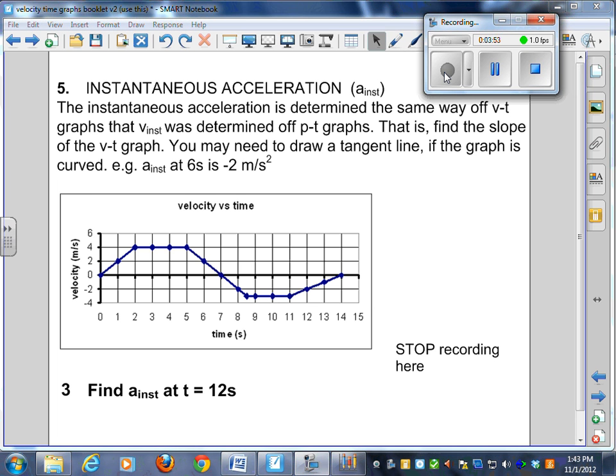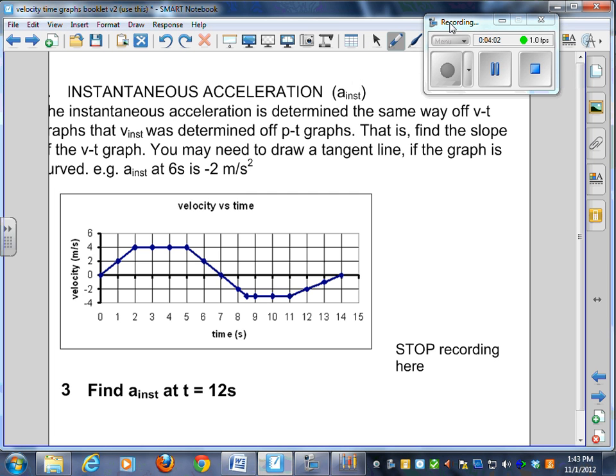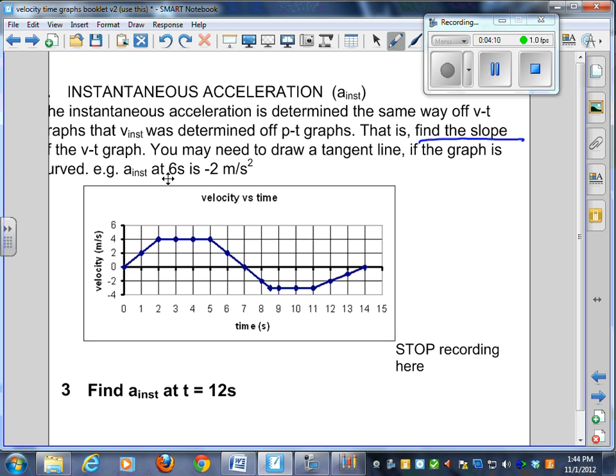Instantaneous acceleration is the same way that we did instantaneous velocity off position time graphs. In other words, we find the slope. You may need to draw a tangent line if the graph is curved. So in other words, the same one we've been dealing with the entire book. I'm asking you for the instantaneous acceleration at 6 seconds, right there. Because it's a VT graph, we're finding acceleration. We are finding the slope. Because it's a straight line, we just pick the endpoints and find the slope. I go down from 4 to -3, down 7, from 5 to 8.5. So what's that? 3.5. So it's -2. The slope is -2.